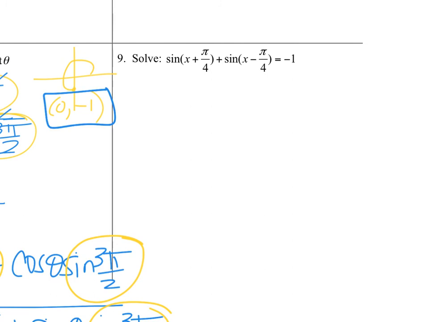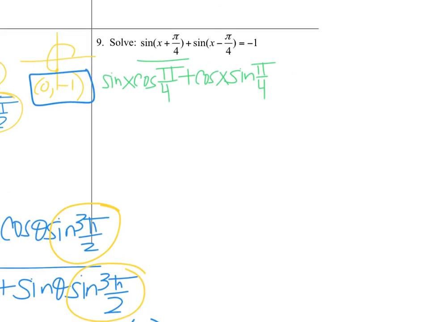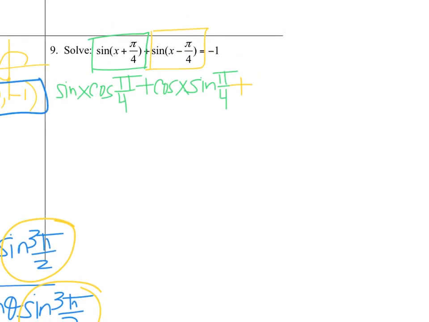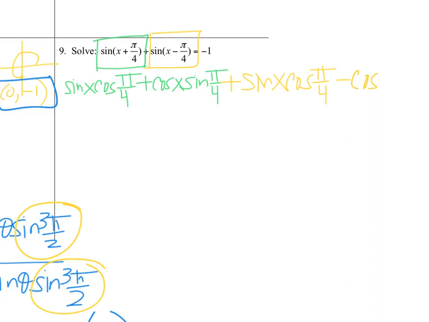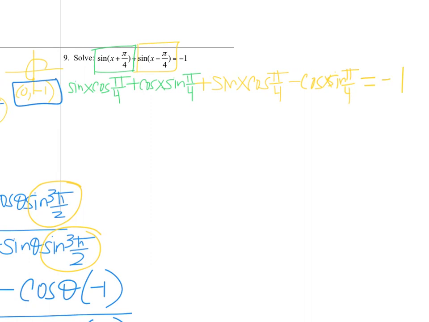So here we go. First of all, we're going to start with this right here. Sine of x plus pi over 4 is sine, cosine, cosine, sine. So sine x cosine pi over 4 plus cosine x sine pi over 4. Okay, that's just this part right here. Plus, now we'll do this part. So plus sine x minus pi over 4. So sine, cosine, minus, cosine, sine. Wow, that's a long string. And this is equal to -1.